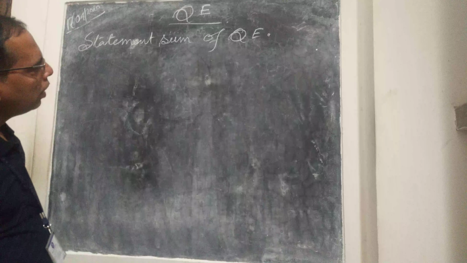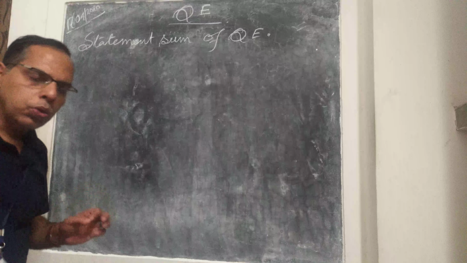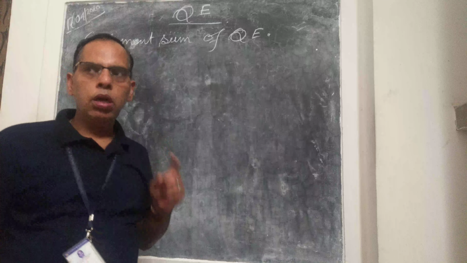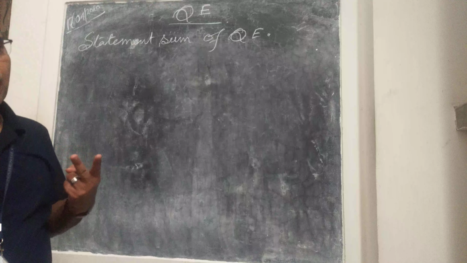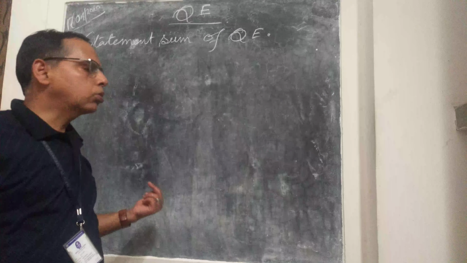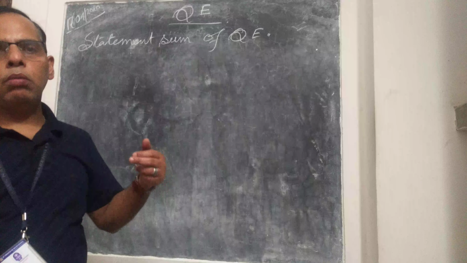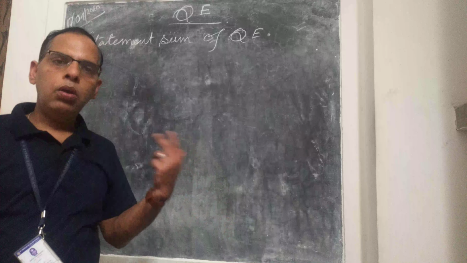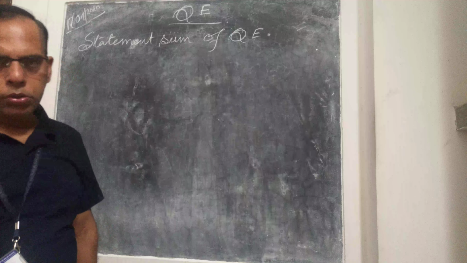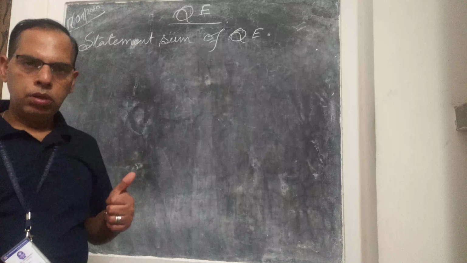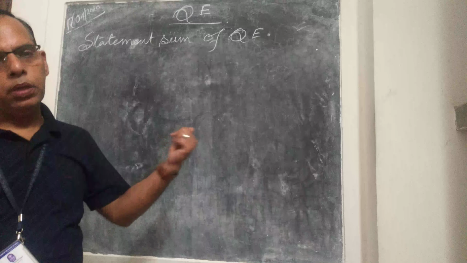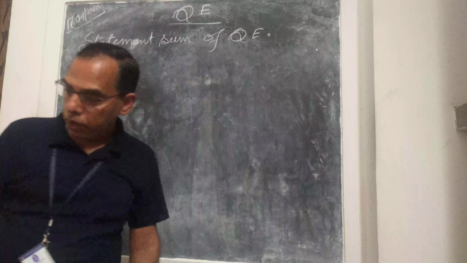So in statement sums, I have shown you that quadratic equation and linear equation in two variables. Sometimes most statement sums can be solved by two variables as well as by a single variable. Whenever we solve by a single variable, it will be a quadratic equation, and when you solve by two variables, it will be a linear equation in two variables. Now let's see.